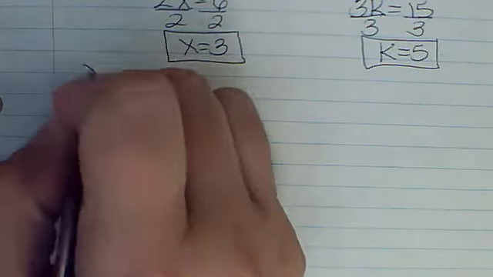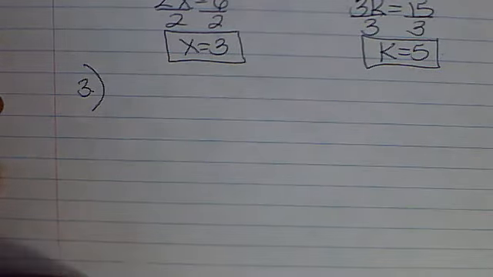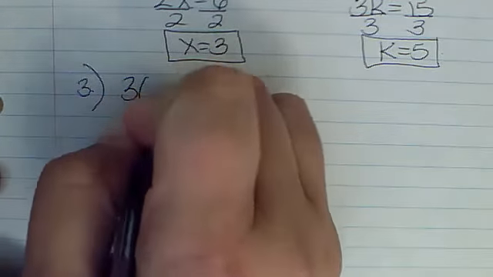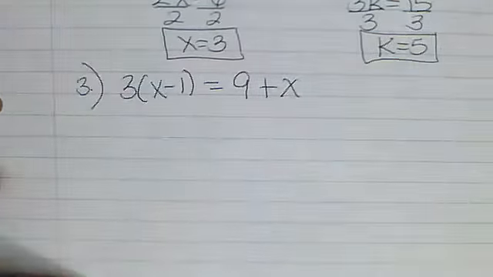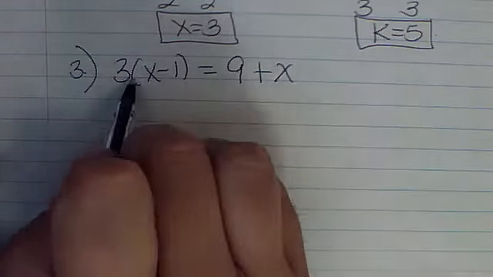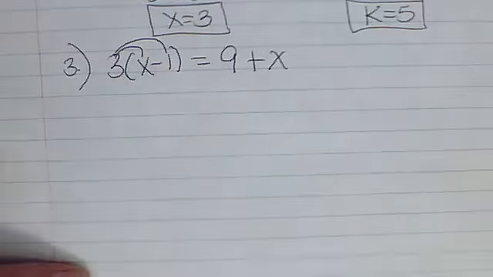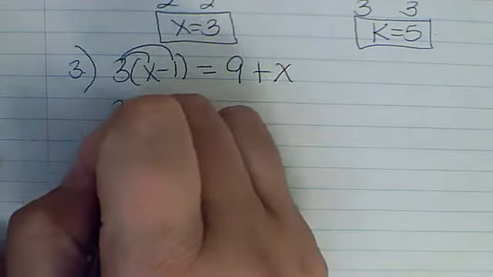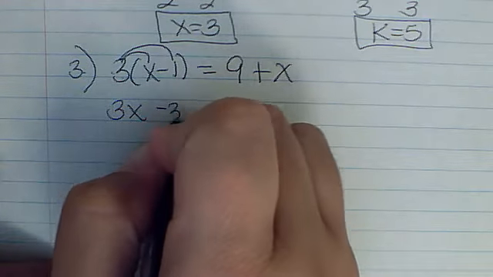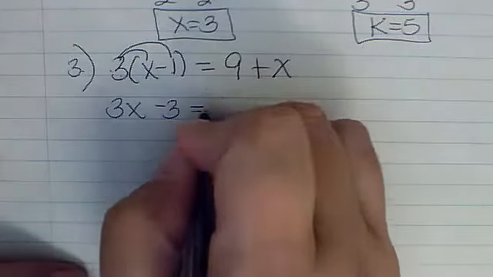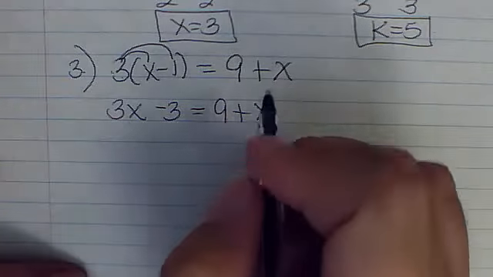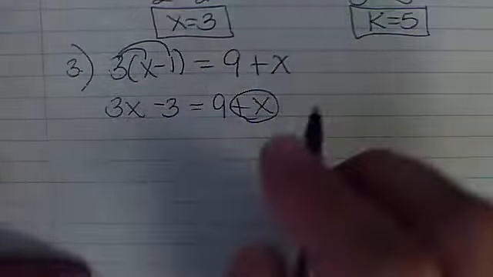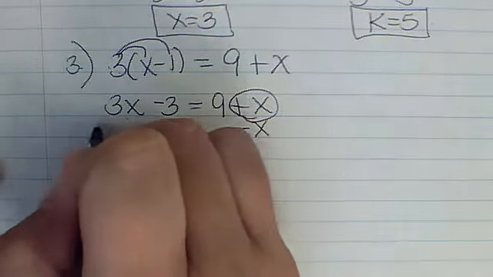Okay, number 3. Number 3 is 3 times x minus 1 equals 9 plus x. Now this one's a little bit different because it has those parentheses, so we distribute. 3 times x is 3x. 3 times 1 is 3, so 3x minus 3 on that side equals 9 plus x. Now again, variables on both sides, pick one to move, so I'm going to pick this plus x. To move it to the other side, I write minus x.